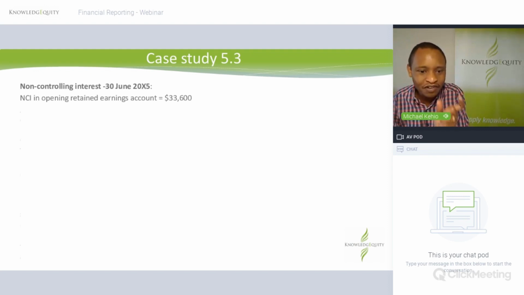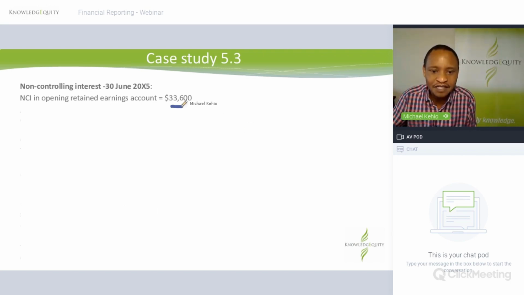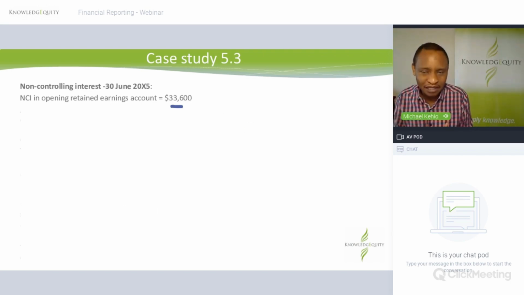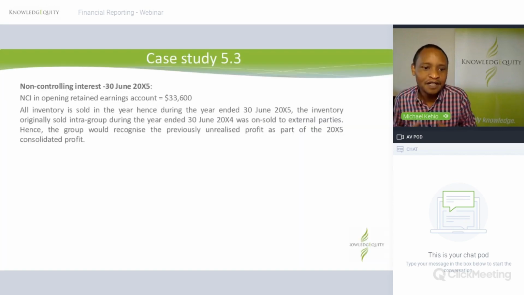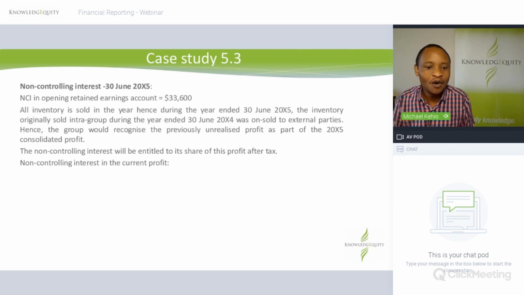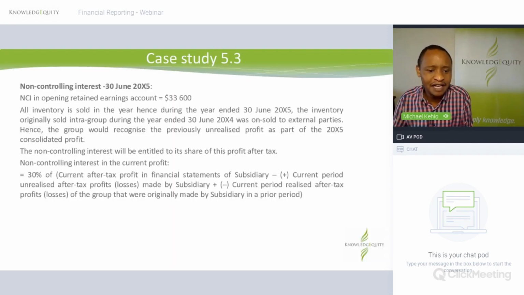We start with the opening retained earnings as at 30th June 20X5. And we did come up with this figure previously. So that's 33,600 that we calculated. You can go back to your notes or to this video and you can see how we calculated that. Now, remember, like I said, all the inventory was sold and consequently the unrealized profit is now realized. So the non-controlling interest will now be entitled to its share of the profit after tax, which will include that realized profit. So how do you calculate that?